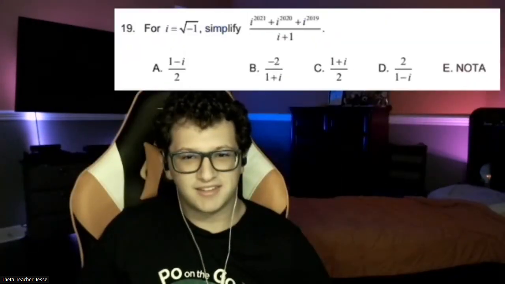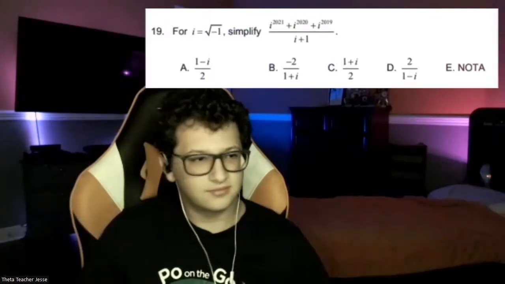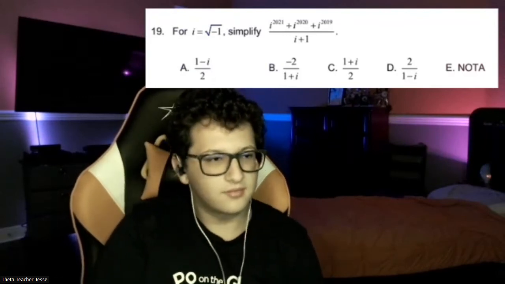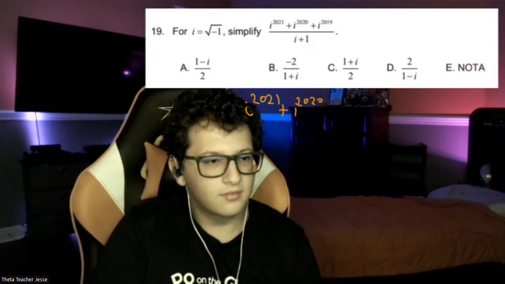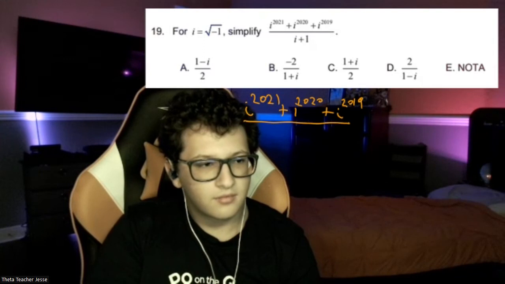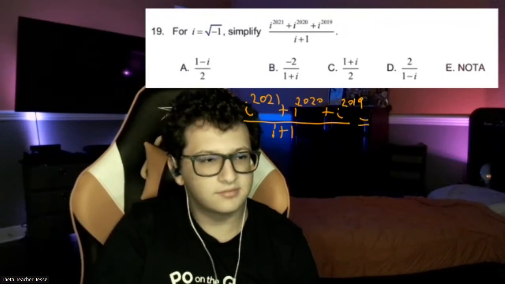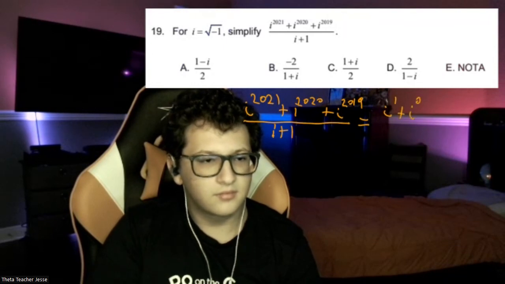All right, so we're told that i is equal to the square root of negative 1, which we already knew. So we've got i raised to the 2021 plus i raised to the 2020 plus i raised to the 2019. Now we can break down each of these into i raised to the power of whatever that number is mod 4. So we're going to rewrite this as i raised to the power of 1 plus i raised to the power of 0 plus i raised to the power of 3.